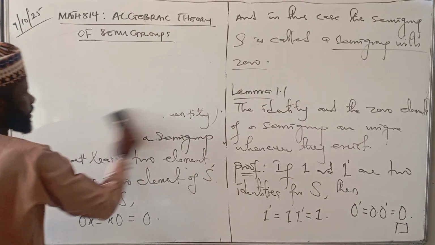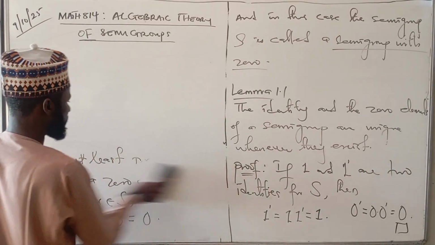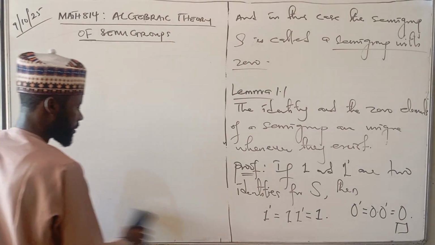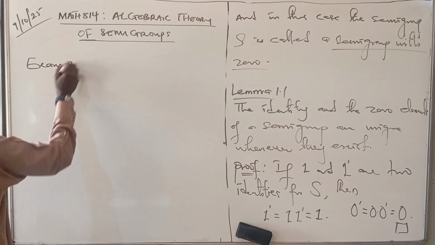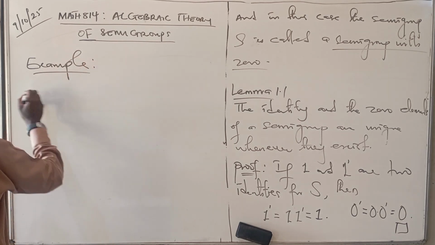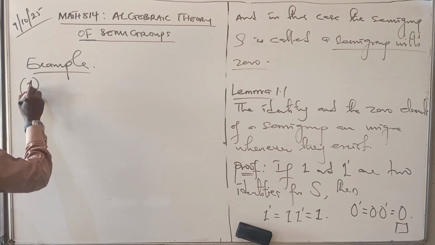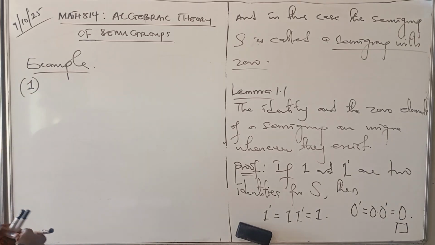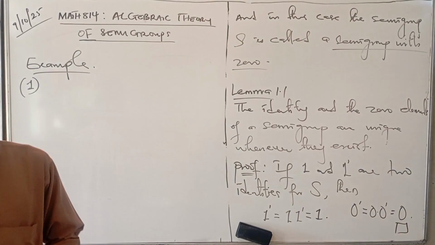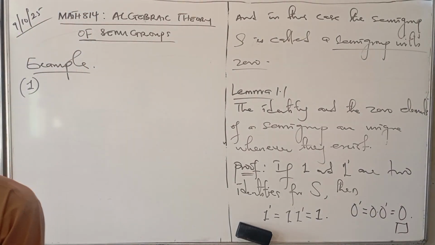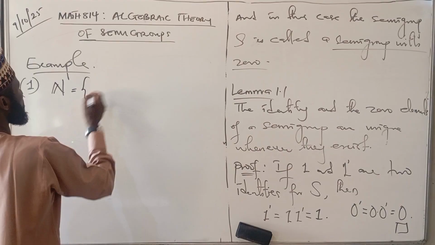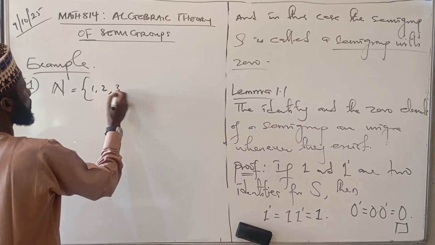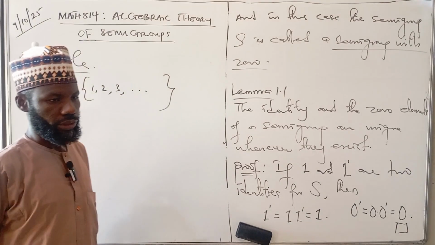Okay, let me give you examples of semigroups. I have just been saying semigroup without giving any example. I am sure you must have some examples already in your mind. Example number 1 is to take the set of natural numbers with addition. It's a semigroup. What do we take to be the set of natural numbers? 1, 2, 3, and so on, the counting numbers.